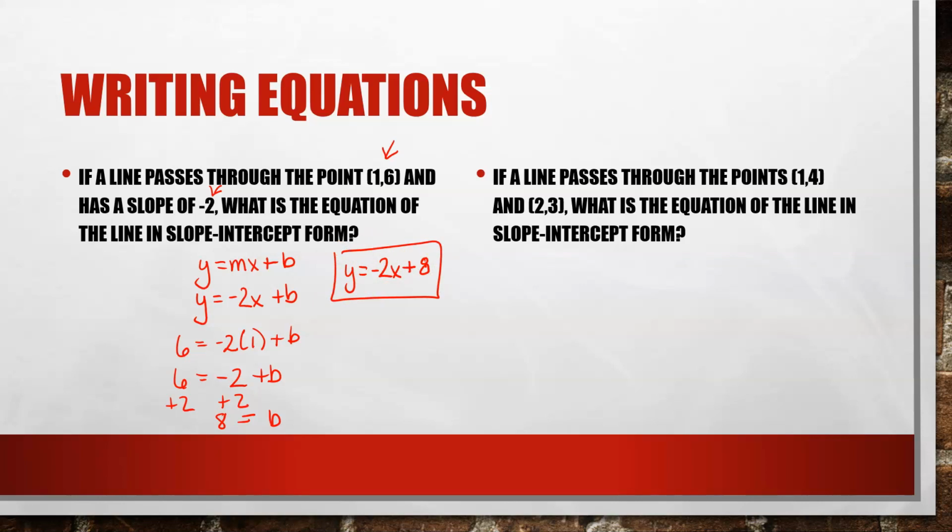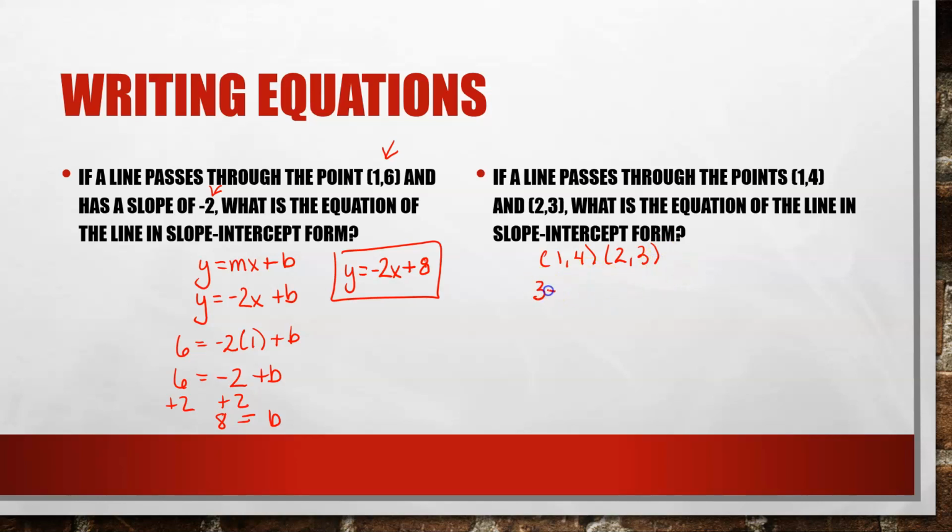Okay, so the next one takes away even more information. If a line passes through the points (1, 4) and (2, 3), what is the equation of the line in slope-intercept form? So we know we need a slope and a y-intercept. So we have to use the slope formula to find the slope first. So let me write my points out here. So I'm going to plug my points into the slope formula.